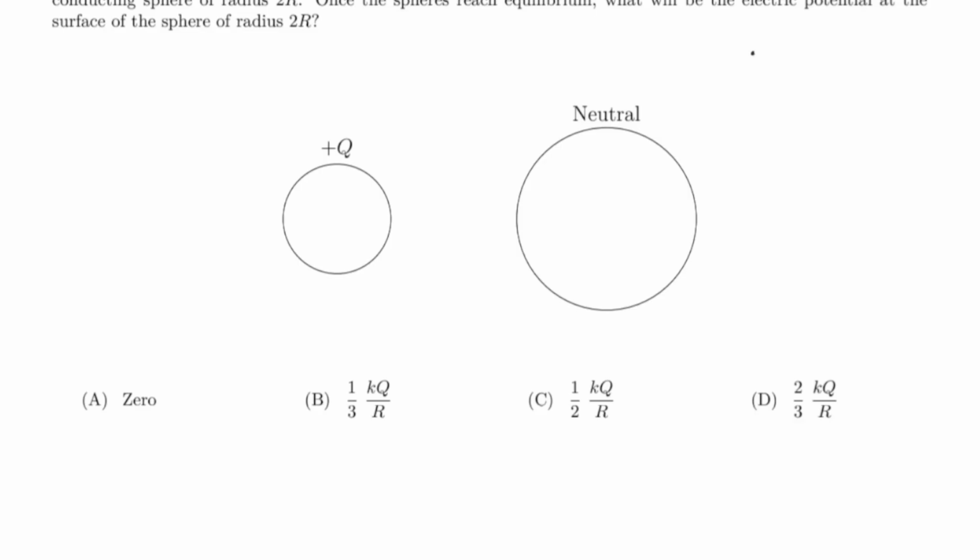So anytime you connect conductors, you know the V is the same. So I am just going to set their V's equal at equilibrium. Their charges are not going to be Q still because they have to share the Q somehow. So this is going to have charge Q1, and this is going to have charge Q2.